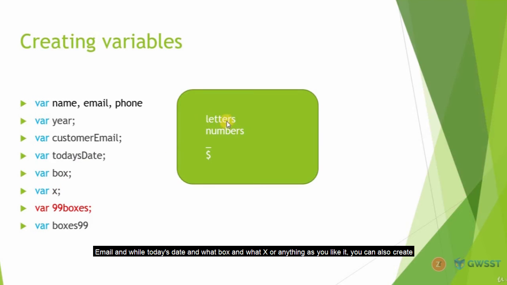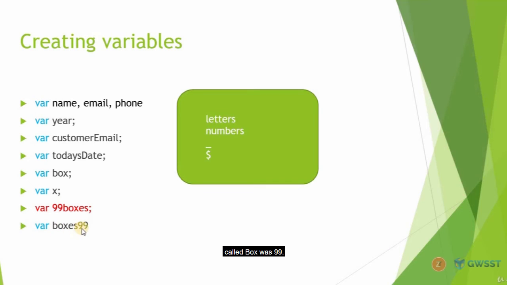You can also create variables with the help of letters, numbers, underscores, and the $ sign. But make sure you don't start with a number. For example, if you create a variable called 99 boxes, it's invalid. So instead of that, you'll have to create a variable called boxes99, that would be completely valid.